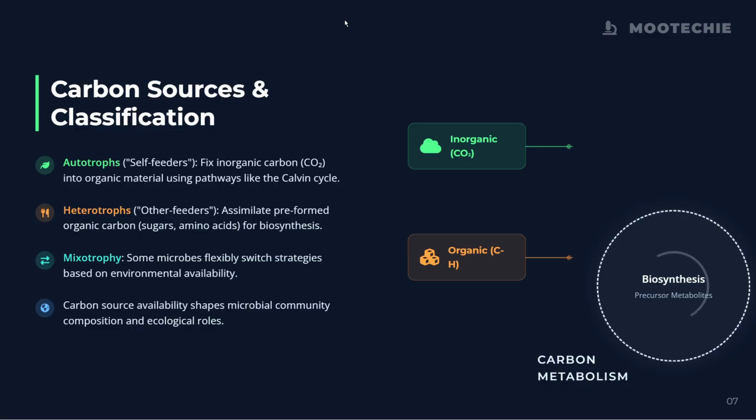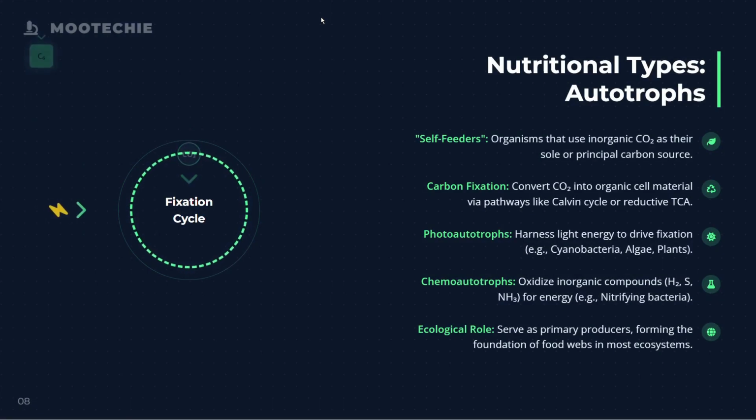The graphic shows carbon coming from either an inorganic source like CO2 or an organic source with a CH3 group, funneling into the central process of carbon metabolism to create the precursor metabolites needed for biosynthesis. Let's take a closer look at the first nutritional type, autotrophs, the self-feeders. These remarkable organisms use inorganic carbon dioxide as their sole or principal carbon source.